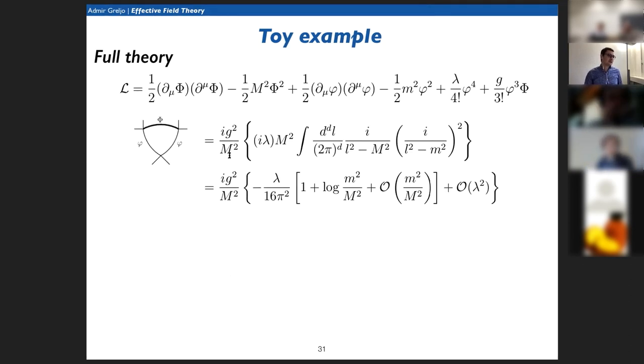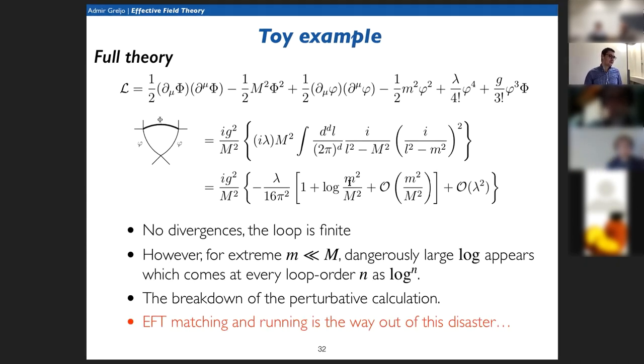So let's say you are doing this loop calculation. Here, in the loop, you have two light fields and one heavy field. And when you do this loop calculation, after you finish, you get the logarithm of the ratio of light mass over heavy mass squared. And why is this a problem? Imagine that you have extreme scale separation, that small m is extremely much smaller than the capital M. Then that logarithm is very big, okay?